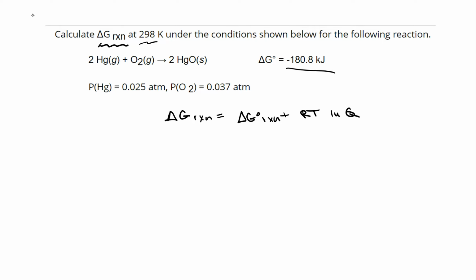So all we need to do is find Q, and Q is like K. So Q, like K, is going to be products over reactants. Now, our product's a solid, so it doesn't factor into this equilibrium system. So 1 for our placeholder. Well, we can, remember, do this for concentrations. We can also do it for pressures. So let's take a look at the pressure of mercury in this case, 0.025 atmospheres, and we have a coefficient to deal with. We've got to square that term.